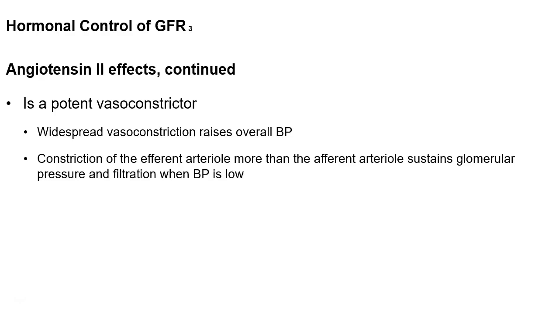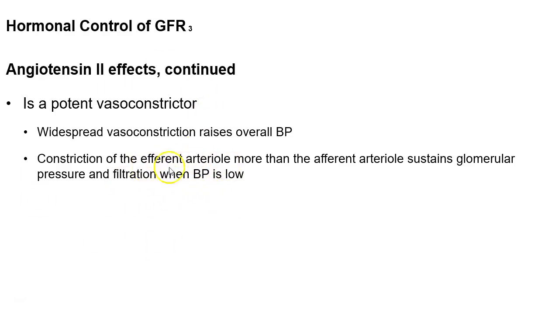Along with that, it's also going to cause vasoconstriction, as I just mentioned. Vasoconstriction causes the blood vessels to get smaller in diameter, which increases the peripheral resistance in those blood vessels, and so that's going to cause the blood pressure to go up because of that as well. So constriction of the efferent arteriole more than the afferent arteriole is going to help sustain glomerular pressure and filtration whenever your blood pressure is low.